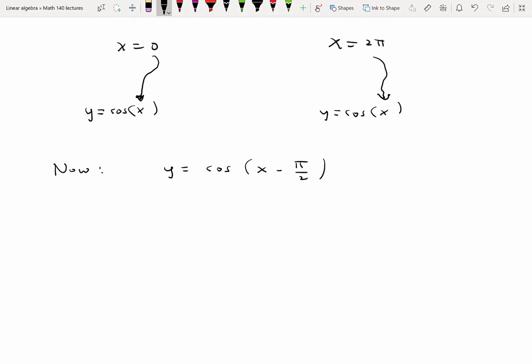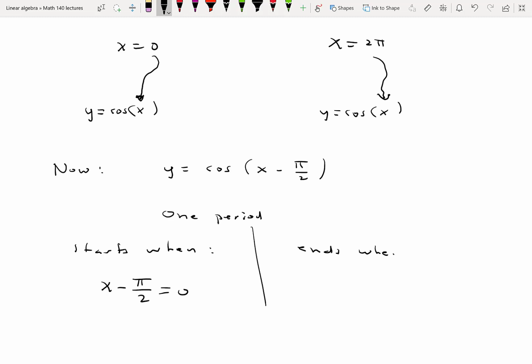So now one period starts when, we don't have x as the angle anymore. We took out x and put x minus pi over 2. So one period starts when x minus pi over 2 equals 0. And one period ends when x minus pi over 2 equals 2 pi.